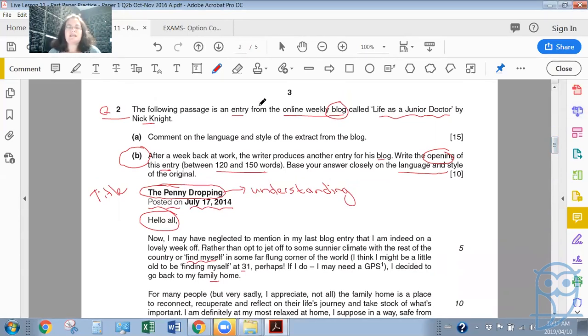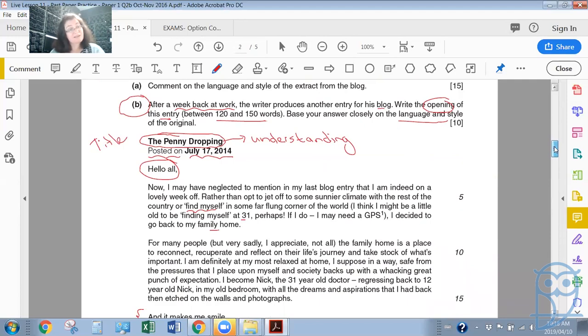Okay. The following passage is an entry from the online weekly blog called Life as a Junior Doctor by Nick Knight. After a week back at work, the writer produces another entry for his blog. Write the opening of this entry with this length of words. Base your answer closely on the language and style of the original. So that's what we've been looking at. We've been looking at how this particular person expresses himself.